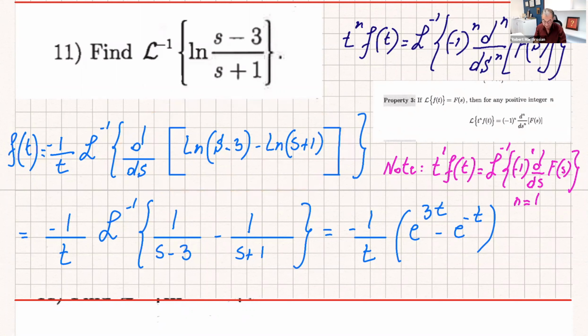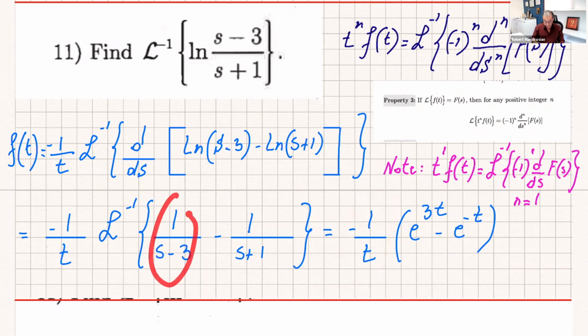Now in this case, ln of (s minus 3) over (s plus 1), you better write it as ln of (s minus 3) minus ln of (s plus 1). You use the properties of ln, so you can subtract them. We do that because the derivative is much easier to take. I'm sure you all know that by now. So you get -1 over t times the Laplace inverse of the derivative: the derivative of ln of (s minus 3) is 1 over (s minus 3), and the derivative of ln of (s plus 1) is just 1 over (s plus 1). And you have your -1 over t here.